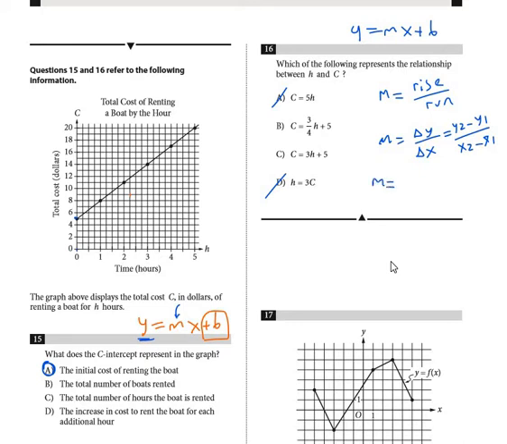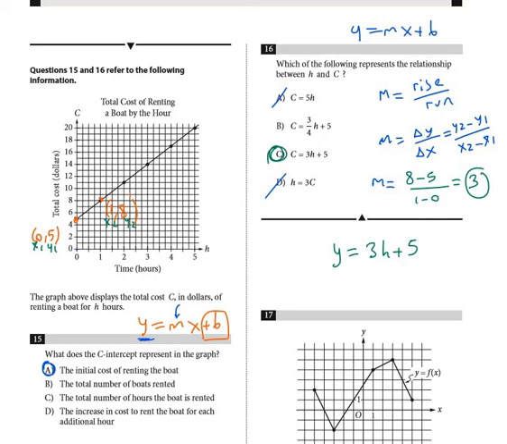So let's pick two clear points. Let's pick this point. This point is (0, 5). X coordinate is 0, y coordinate is 5. Let's use this point. Here x coordinate is 1 and y coordinate is 8. So we can apply delta y over delta x. Let's call this x1, then this is y1, this is x2, then this is y2. So it's going to be 8 minus 5 over 1 minus 0, which is equal to 3. So our slope is 3. So our equation is y equals, or here h, see here is C, C equals 3h plus 5. So the answer is C.